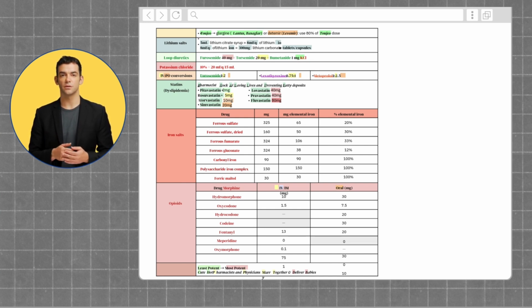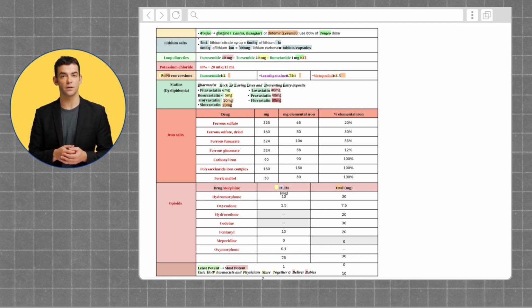For lithium salts, 5 milliliters of lithium citrate syrup is equivalent to 8 milliequivalents of lithium. 8 milliequivalents of lithium ions is equivalent to 300 milligrams of lithium carbonate tablets. For loop diuretics, 40 milligrams of furosemide is equal to 20 milligrams of torsemide, which is equal to 1 milligram of bumetanide. For potassium chloride, 10% potassium chloride is equal to 20 milliequivalents per 15 milliliters.